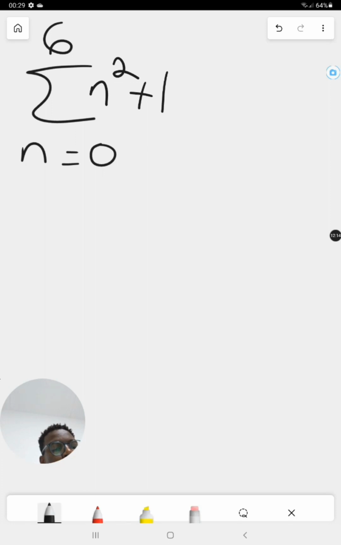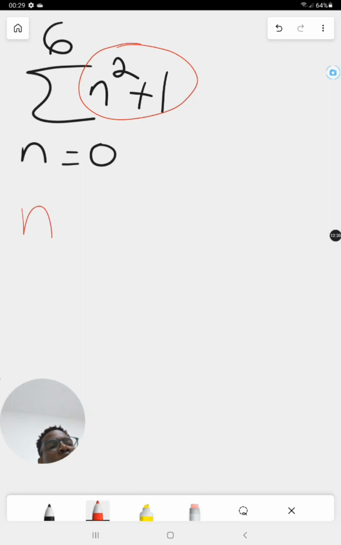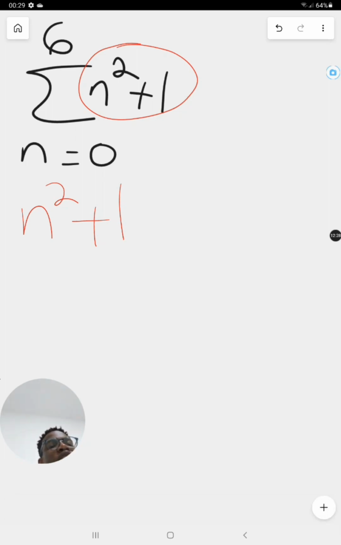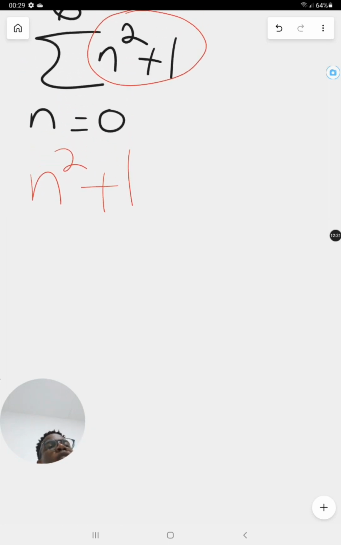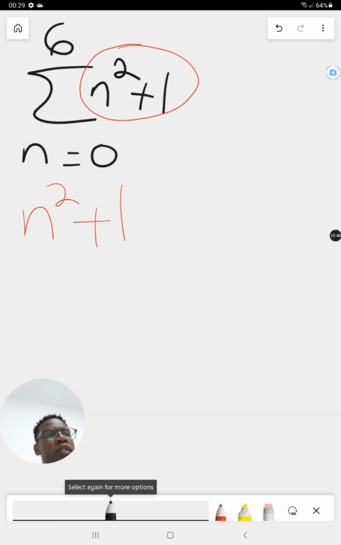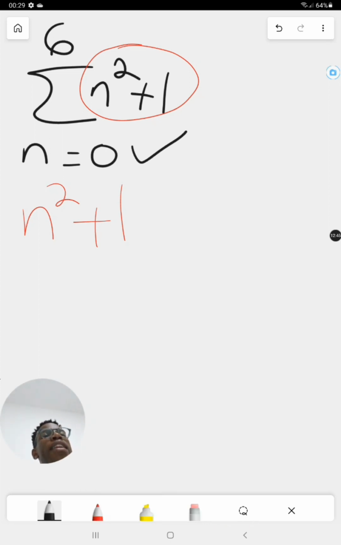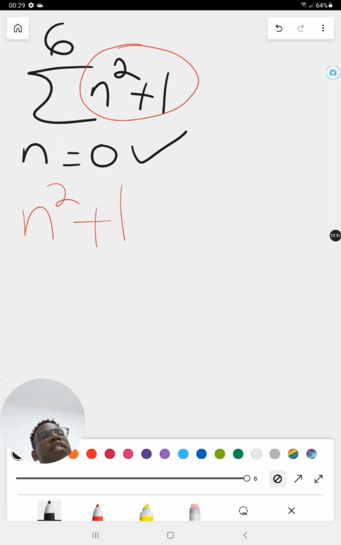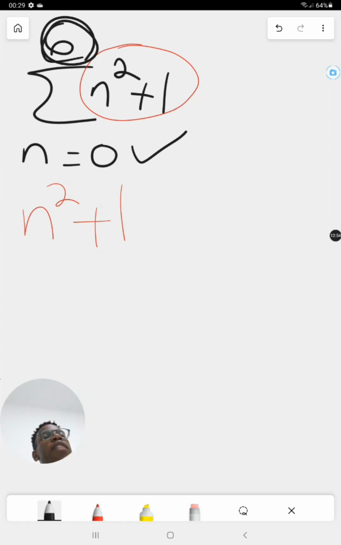Remember, the first thing to do is you look at the formula that's been given in front of the sigma. There's n squared plus 1. There's your formula. Which value of n do we substitute into this formula? Which value of n do we start off with? The value of n that we start off with is 0, because 0 is the value on the bottom there. And then we end with 6, which is the value on the top there.